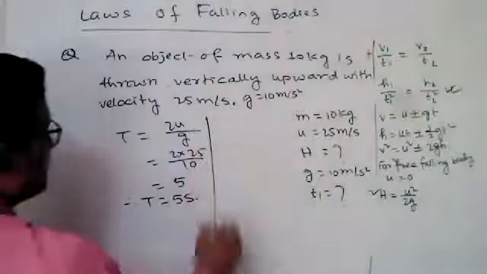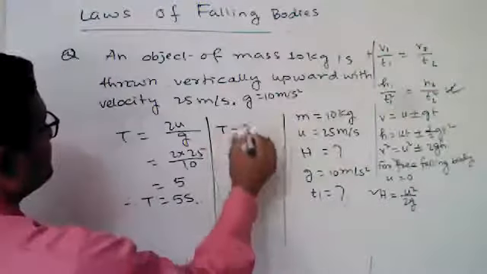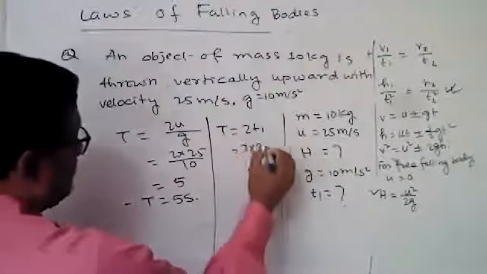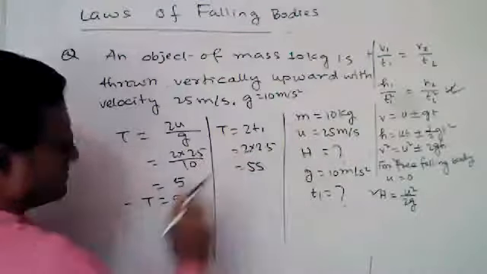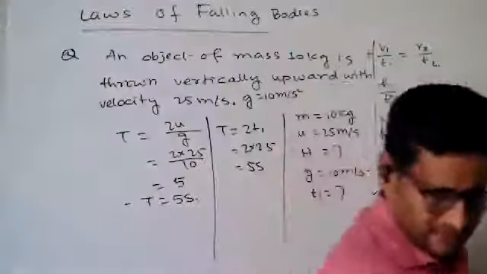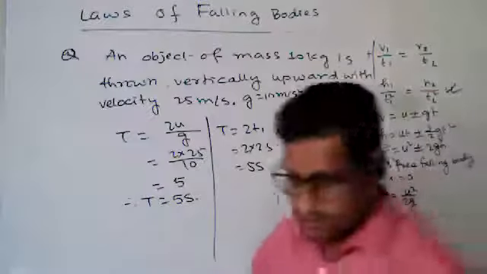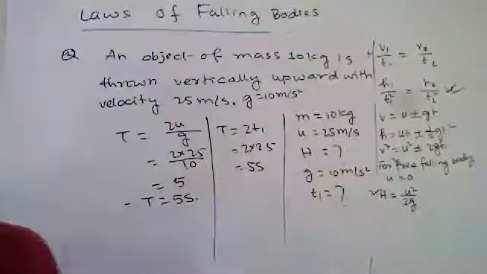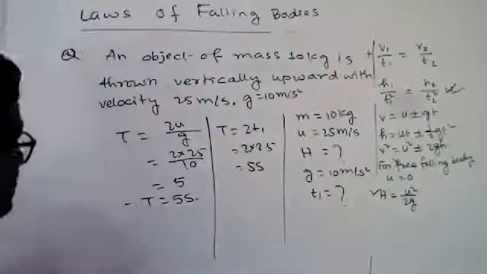On the other hand, you can say t equals 2t1. So 2 into 2.5, that means 5 seconds. You can use any type of equation. So for this, okay. Now, the last question we discuss here.